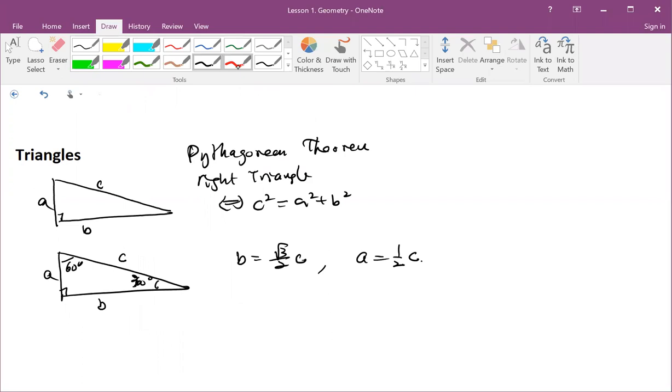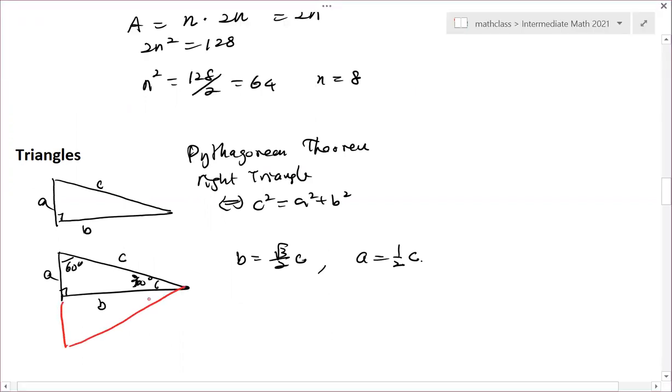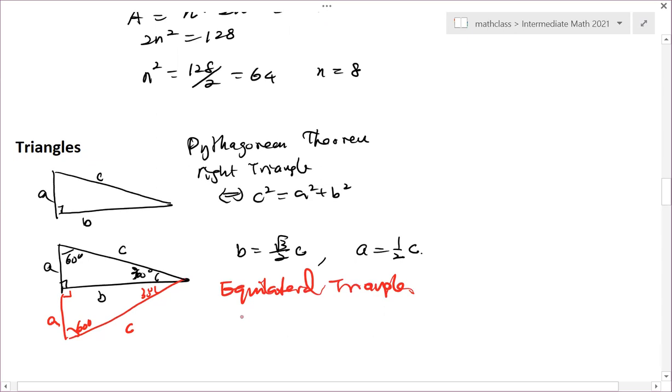The reason is you duplicate, clone the triangle, and put it on the other side. So this will be C, that will be A. But now this is a 60-degree angle and this is 30-degree. So you get a triangle whose three angles are all equal to 60 degrees. That means this is an equilateral triangle. If it's an equilateral triangle, then 2A should be equal to C. That's why A equals half of C.